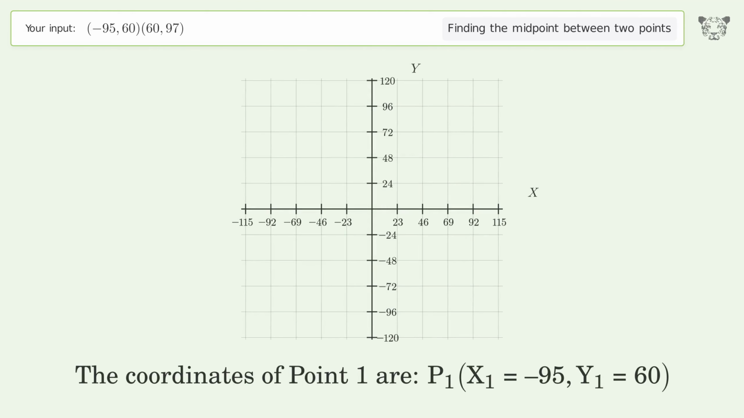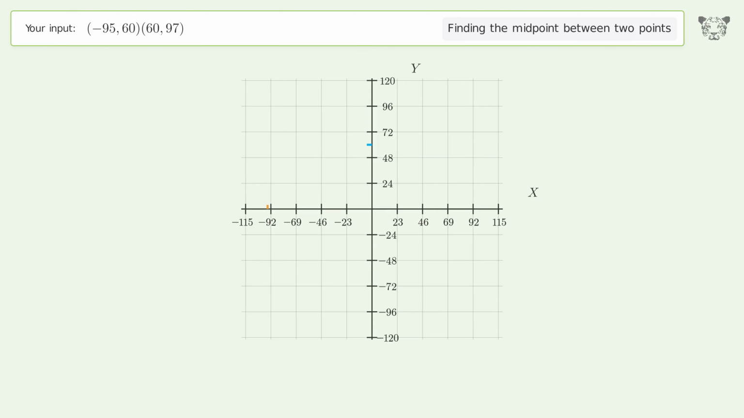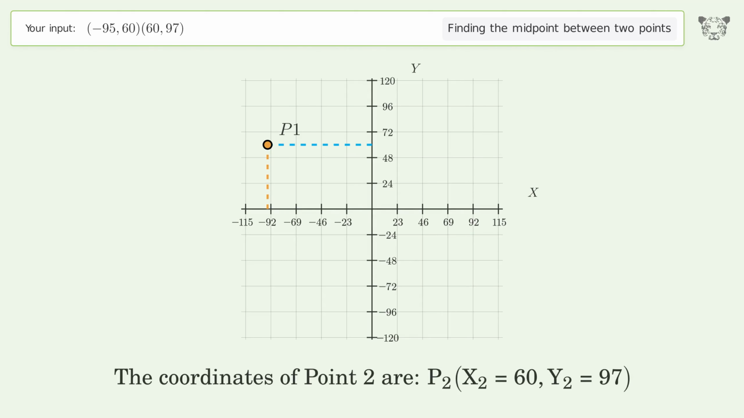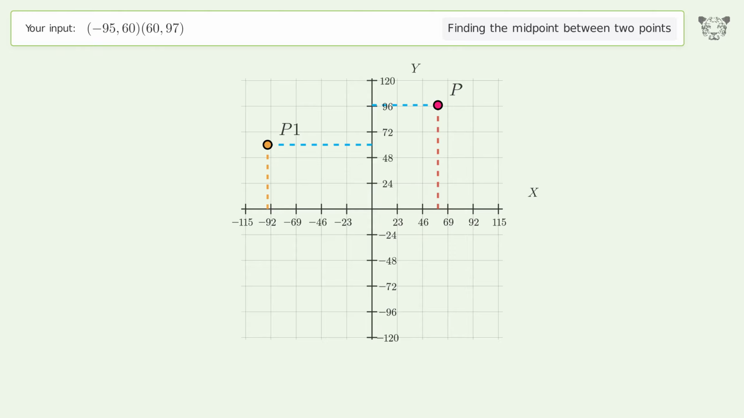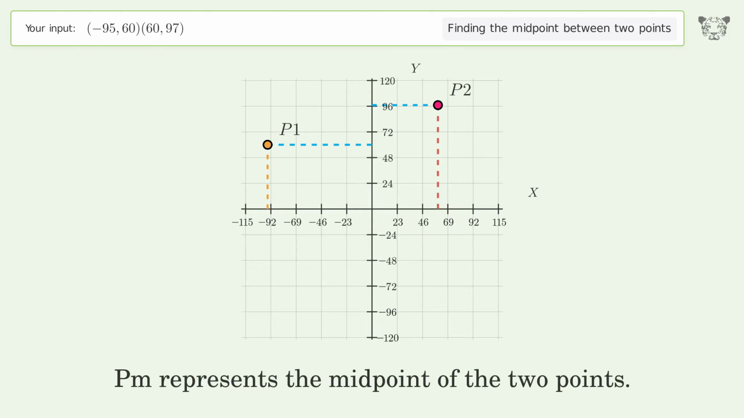The coordinates of point 1 are, x1 equals negative 95, y1 equals 60. The coordinates of point 2 are, x2 equals 60, y2 equals 97. PM represents the midpoint of the 2 points.